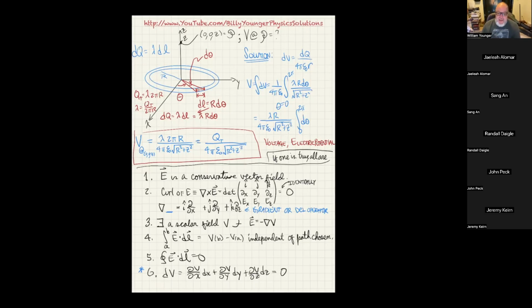Now, once we did that, we then had a voltage, and we could use the fact that the negative gradient of the voltage will give us the electric field. And I did that to find the electric field.